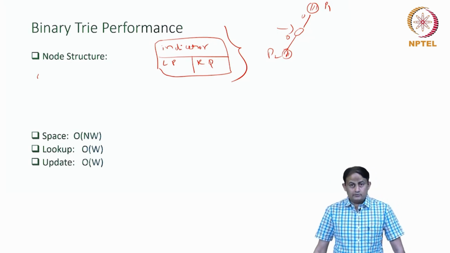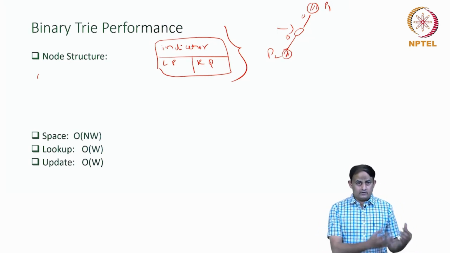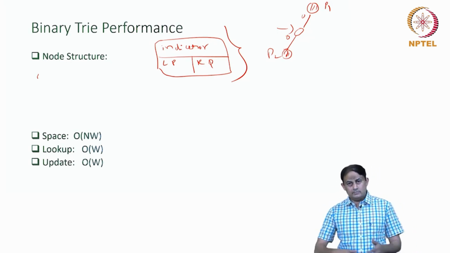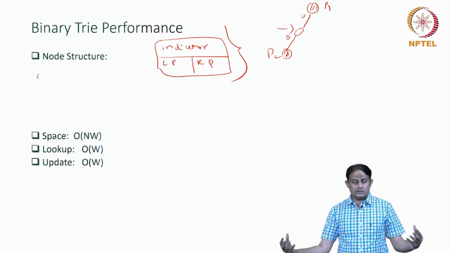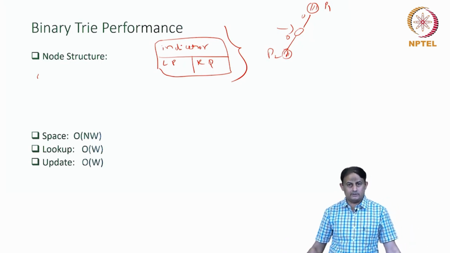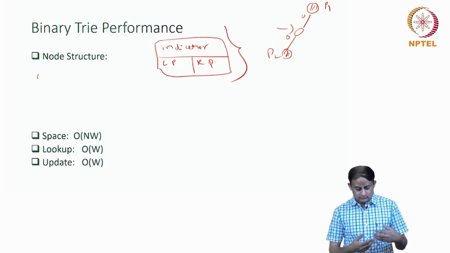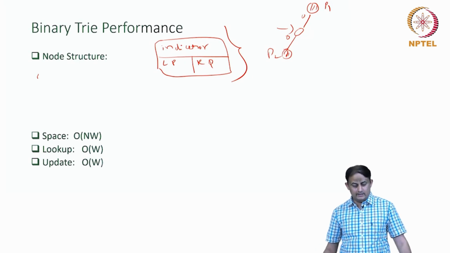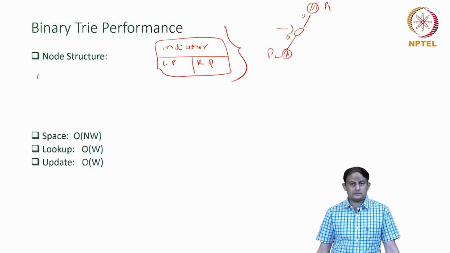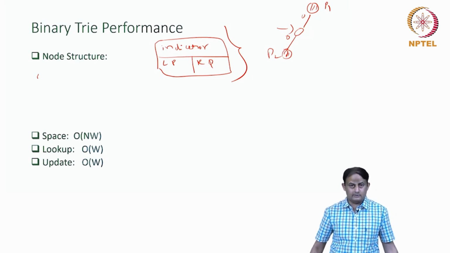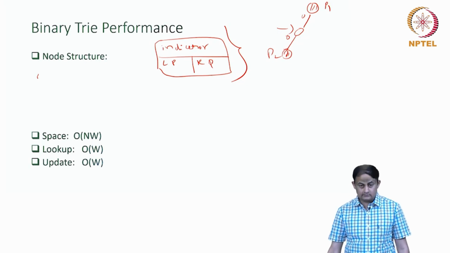And if I have to do the update, so let us say today I got these 9 prefixes, but as more computers get connected to the network, the number of prefixes in the table would increase. If I have to do an update operation, then what is the cost of that? That would again take the order of W, where W is the width of the longest prefix.